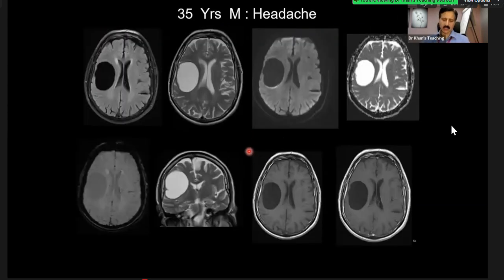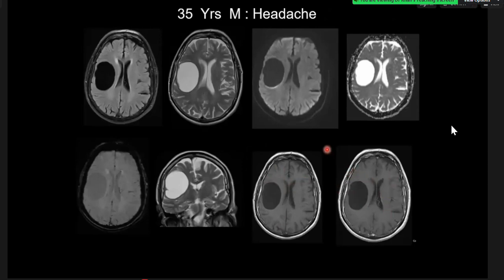Okay, candidate 4, last case for you. So this is a 35-year-old male with headache and a series of MR which shows a rounded, well-defined cystic lesion in the right hemisphere, and there is minimal perilesional edema. Any enhancement? There's no enhancement on post-contrast images. So this is most in keeping with porencephalic cyst.